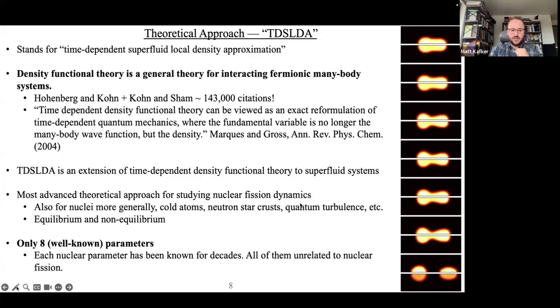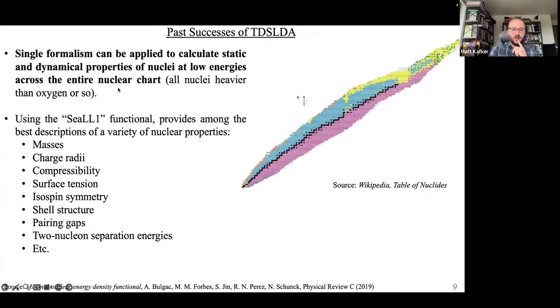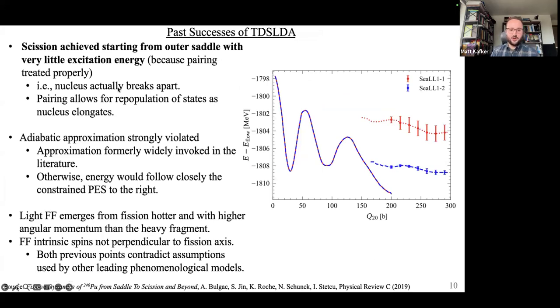Okay, so that was one significant success, which had been accomplished by other groups in the past, but you have to make certain sacrifices. And this was accomplished basically because pairing was treated properly, which allows for repopulation of states as the nucleus elongates. And it turns out that if you don't allow for repopulation of states like this, then it would take far too much energy to get the nucleus to fission. The fission barrier will be off by something like 200 MeV. And for those of you who know, the fission barrier is something like 10 MeV. So that's a pretty large error.